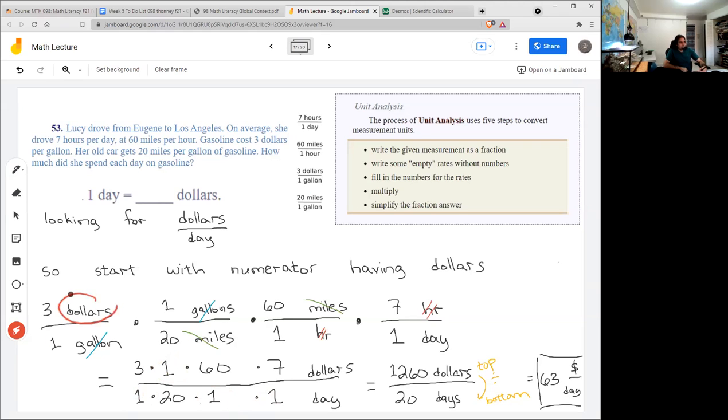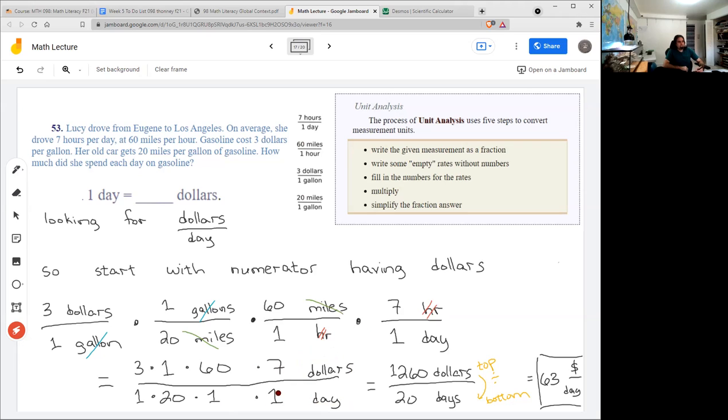Also, it should be true that all the words are gone except 1 on the top and 1 on the bottom. And that's the kind of thing you were looking for. That's how you know you're done. Because sometimes the problems are annoying and give you extra rates. Red herrings.